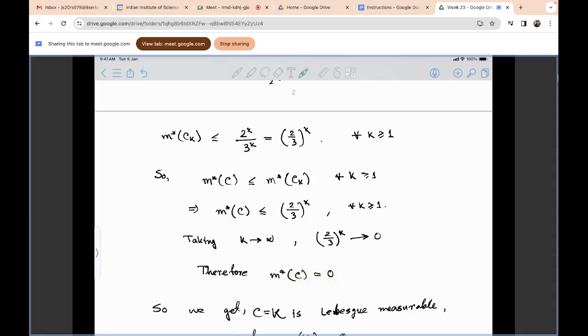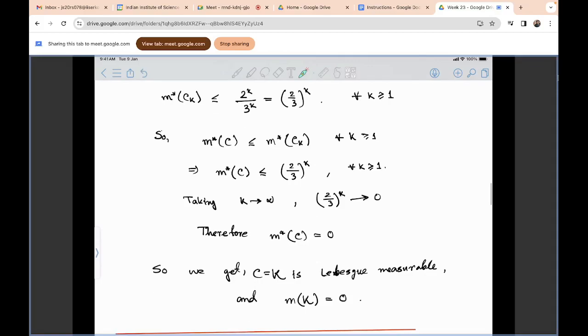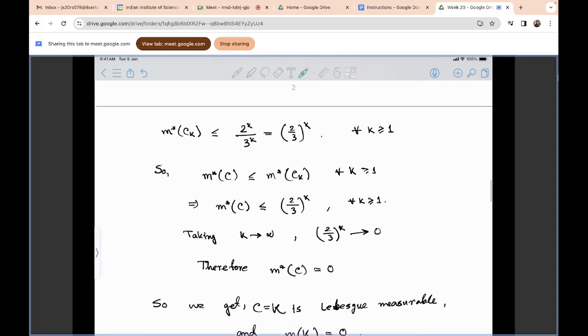Right. So there is one result that if the Lebesgue outer measure of a set is 0, then the set is Lebesgue measurable and the Lebesgue measure of that set is 0. Here I forgot that the Cantor set is denoted by K, so that's why I'm writing C equals K. So we get that the Cantor set is Lebesgue measurable and the Lebesgue measure of the Cantor set is 0.